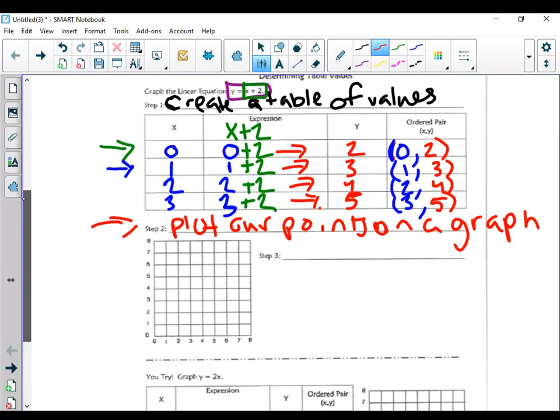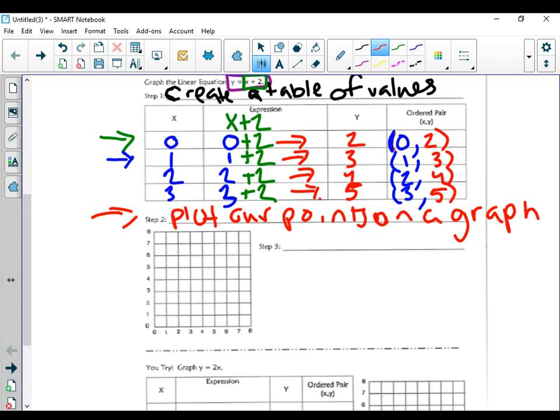So if we're looking at our ordered pairs that we use in our table, our very first ordered pair is 0, 2. So our x is 0, so we stay at 0, and then we're going to go up to 2 and plot our point. Our next ordered pair, our x is 1, so we go over to 1, and then we go up to 3 and plot our point. Then we have 2, 4, so we go over to 2, up to 4, and plot our point. And our last one was 3, 5, so we go over to 3, and then up to 5, and plot our point.